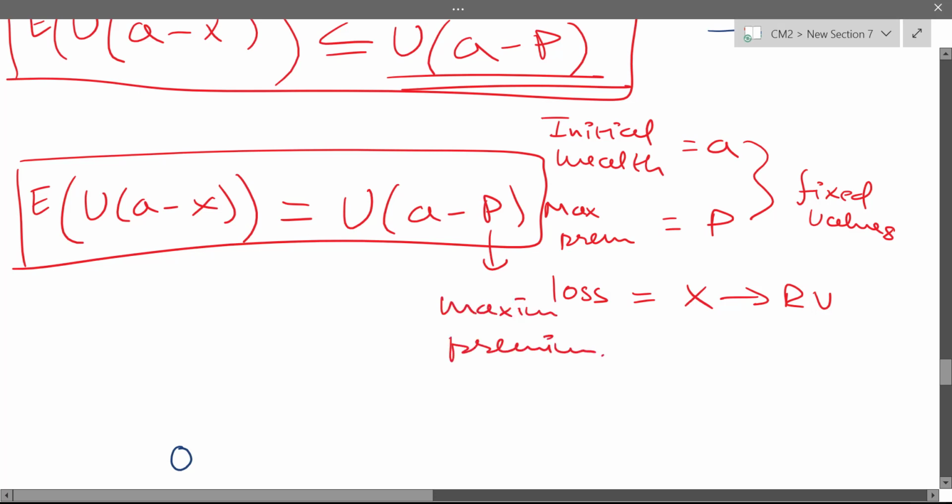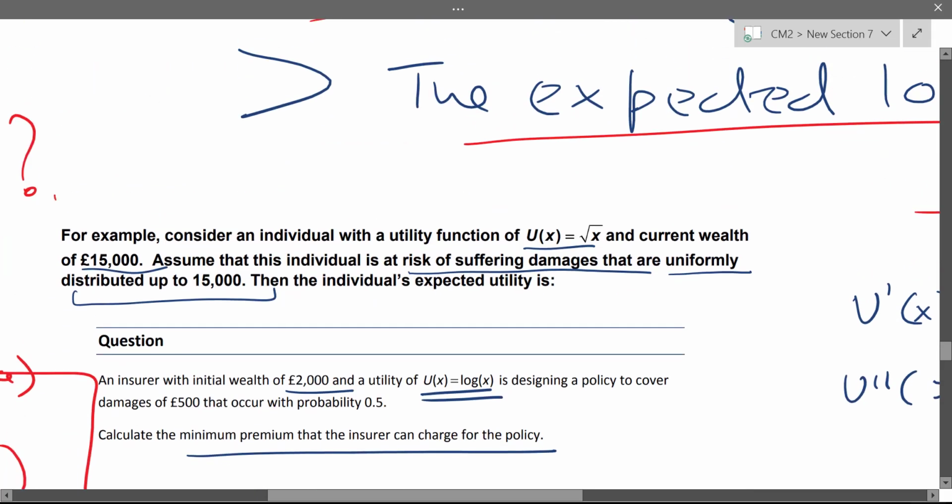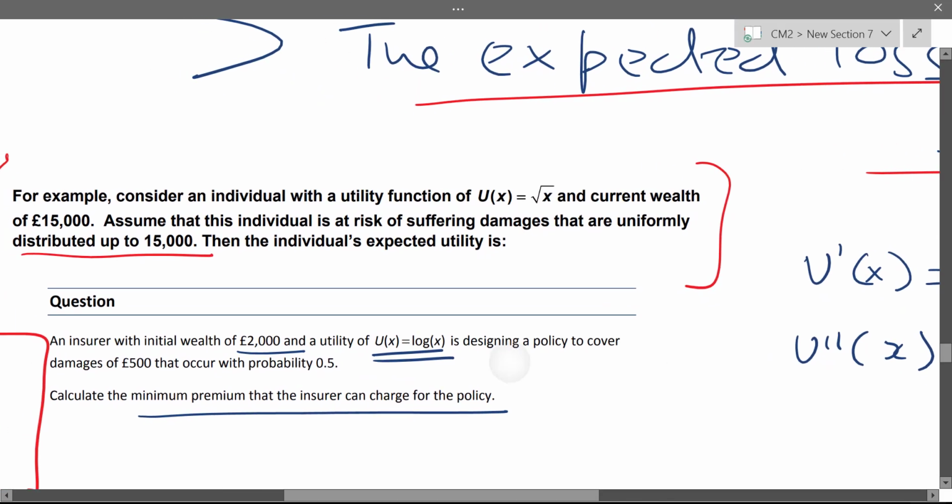Let us take a numerical example now. Let us first talk about the insured. Let us say consider an individual with the utility function U(x) equal to root of x and the current wealth level of 15,000 pounds. Assume that this individual is at a risk of suffering damages which are uniformly distributed up to 15,000, then the individual's expected utility is, so first of all I want to talk about this fact that the utility function of the individual is root over x.